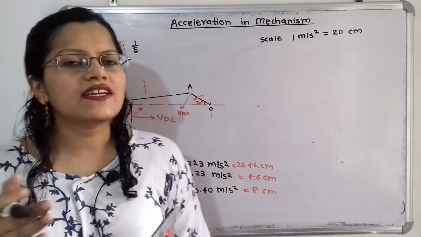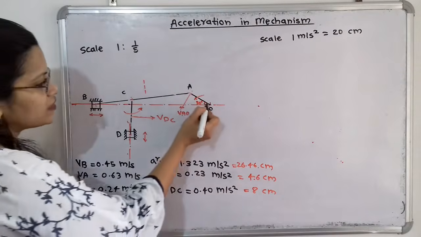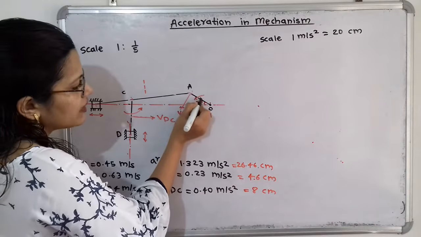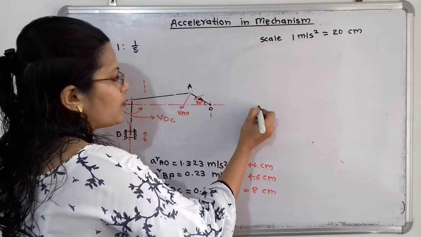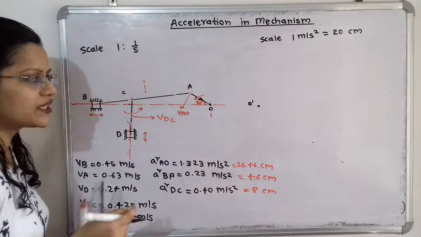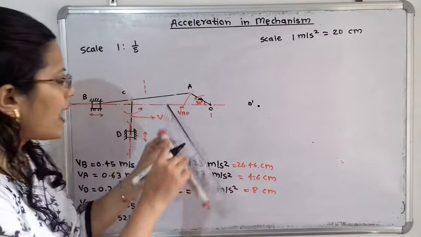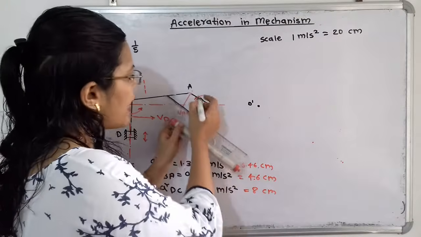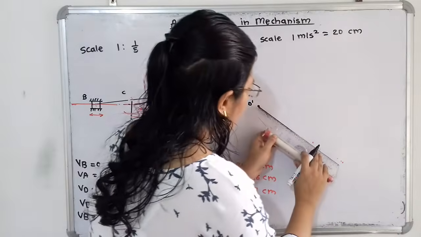So now what is the direction that we have to take? If we observe here, the direction is towards the center. Here O is the center. So I have to take the direction that is the downward direction. So first select a particular point as O dash for the acceleration diagram, because point O is the fixed point. Now I will draw one line parallel to this crank OA, in the downward direction, and passing through this point O dash.